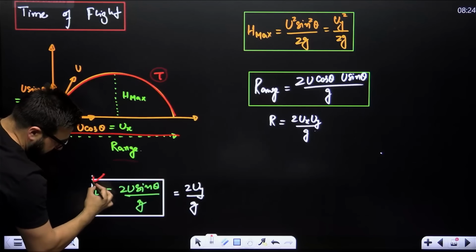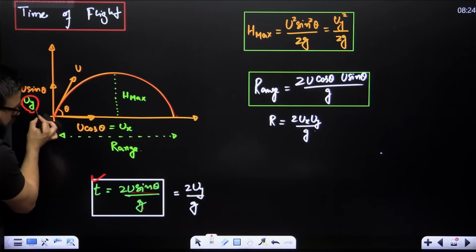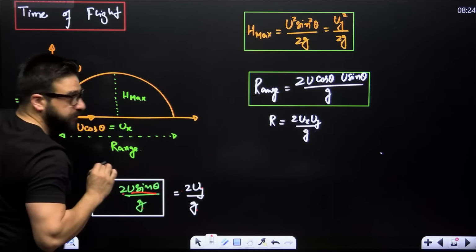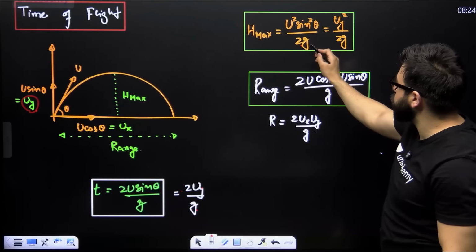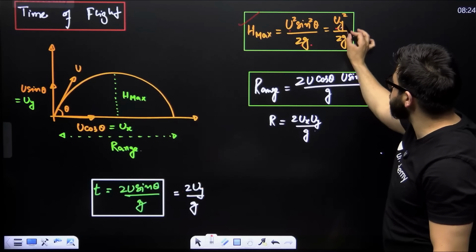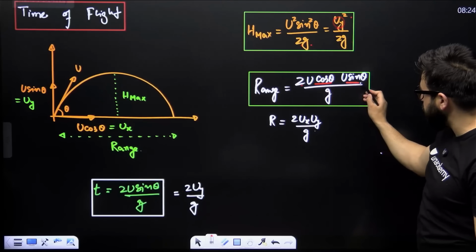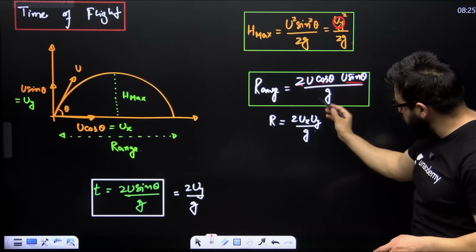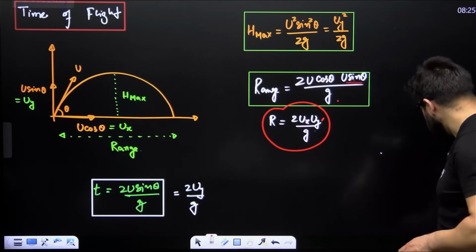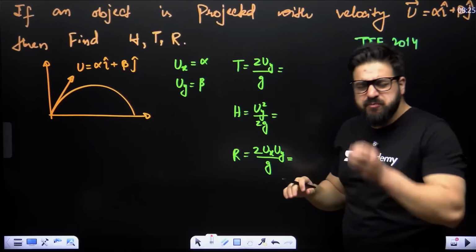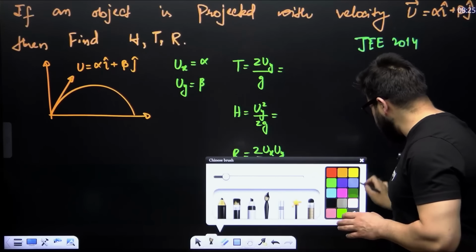Time of flight, you can write 2u sin theta by g. u sin theta also means uy, so 2uy by g. Maximum height, you can write u square sin square theta by 2g. So u sin theta means uy, so uy square by 2g. Range is 2u cos theta, u sin theta by g. So u cos theta is ux, u sin theta is uy. So this will be the range. Now see, so many times, frequently they have asked questions from this particular topic.